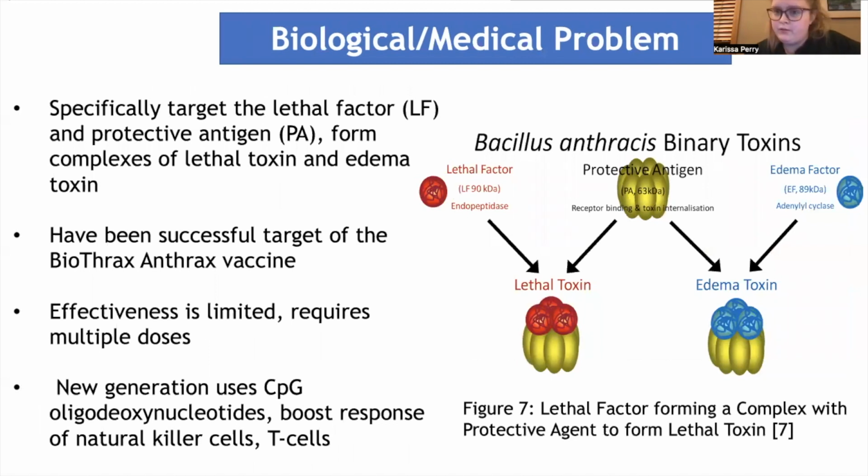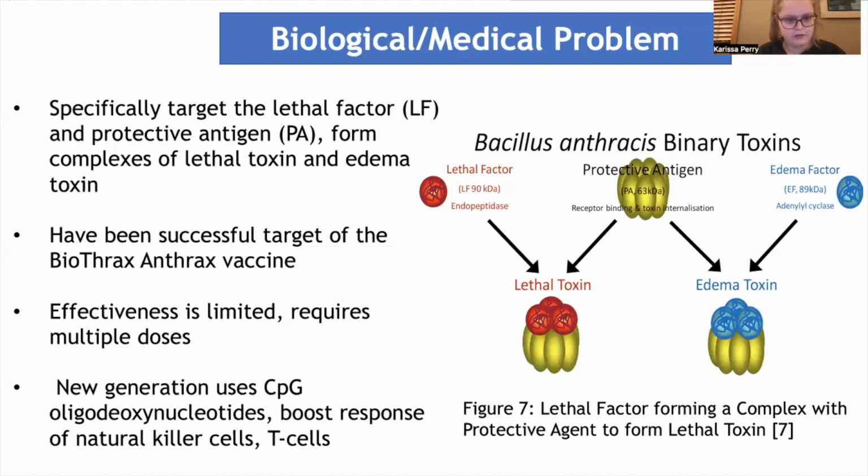In this paper, the researchers specifically target the lethal factor and protective antigen, and these proteins form complexes of lethal toxin and edema toxin. And you can see from this diagram that the protective antigen complexes with lethal factor to produce lethal toxin, and also complexes with edema factor to produce edema toxin. Now these proteins have been successful targets of the anthrax vaccine, but BioThrax effectiveness is limited, as this is a vaccine that requires multiple doses, and people who have the BioThrax vaccination have to get annual booster shots.